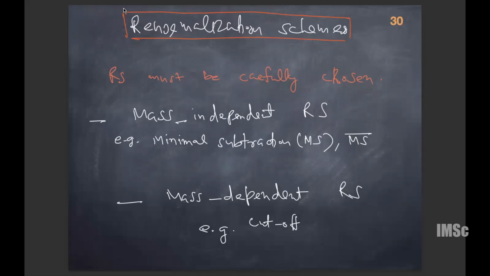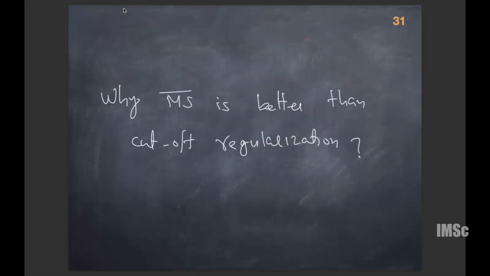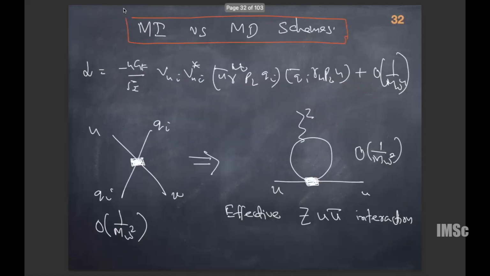The difference is that when you compute the loops in these two schemes, in the mass dependent scheme, the loops will produce powers of some dimensional parameter. That will not happen in the mass independent scheme. You will see one example here. I will argue that the MS-bar minimal subtraction scheme is better than the cutoff.